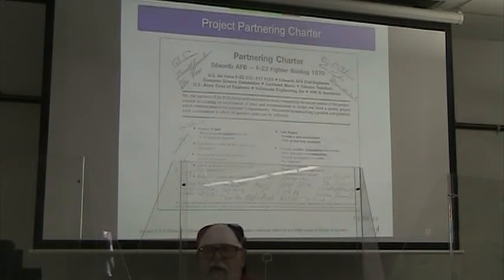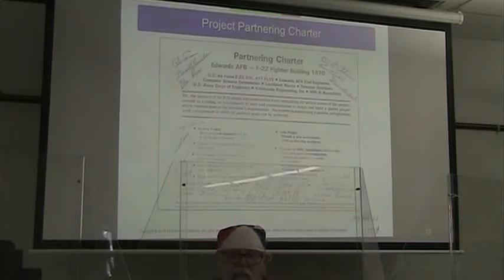All right, so very often what we'll do is we'll have a partnering charter. This is an example of that. The partnering charter at Edwards Air Force Base for the F-22 fighter building, fighter building 1870. The military loves to number their buildings.